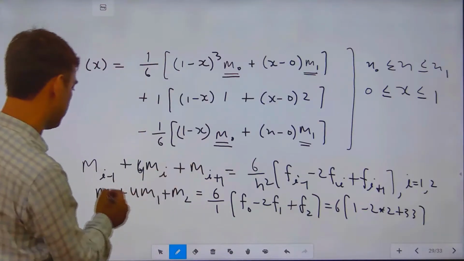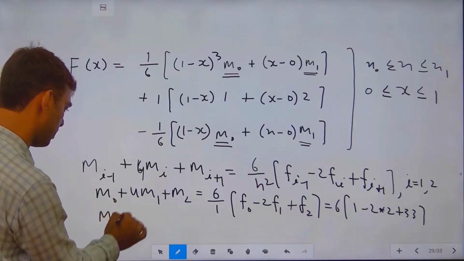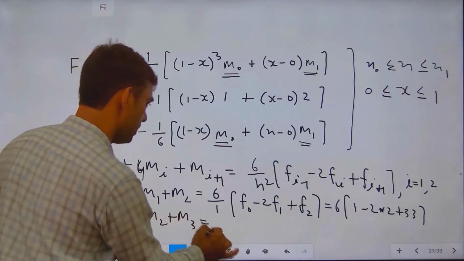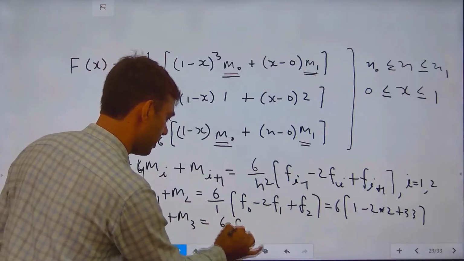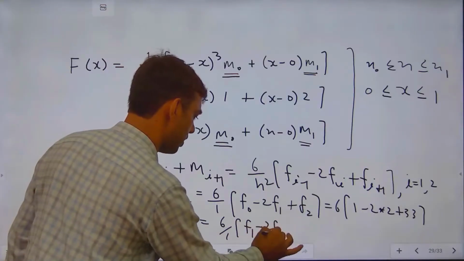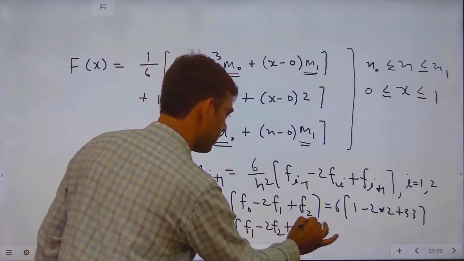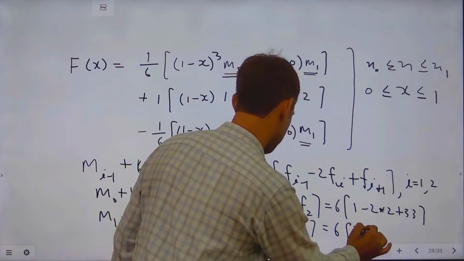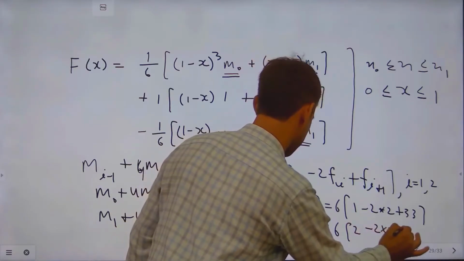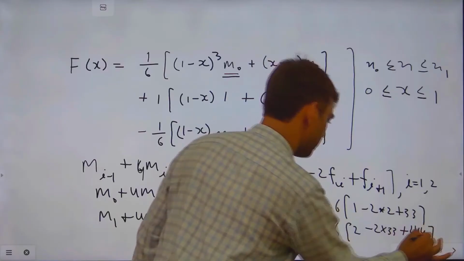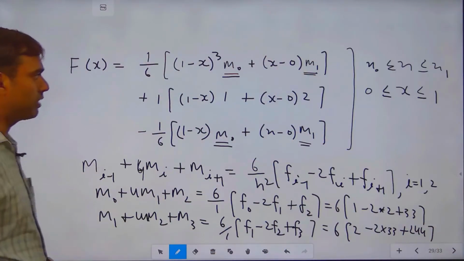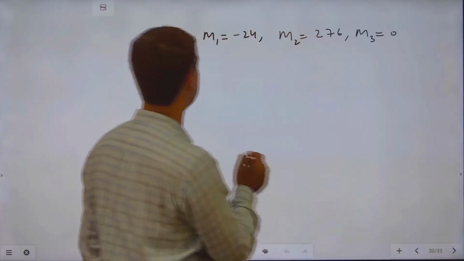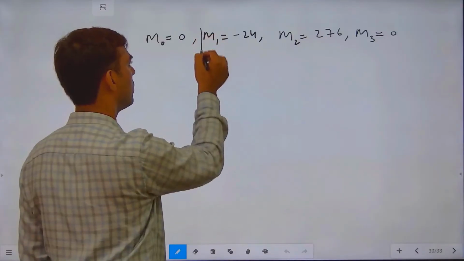For another equation, if we put i equal to 2, this becomes m1 plus 4 m2 plus m3 equal to 6 upon 1, f1 minus 2 f2 plus f3. f1 is 2, so 2 minus 2 into 33 plus 244, because the value of f3 is 244. After simplification we get two equations, and after solving these equations we get m1 equal to this.